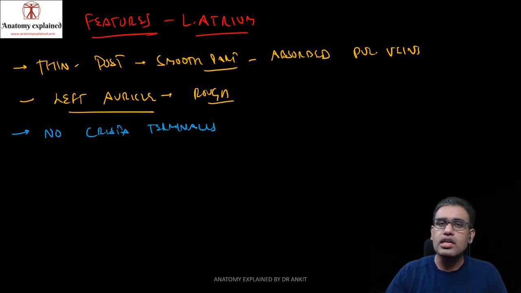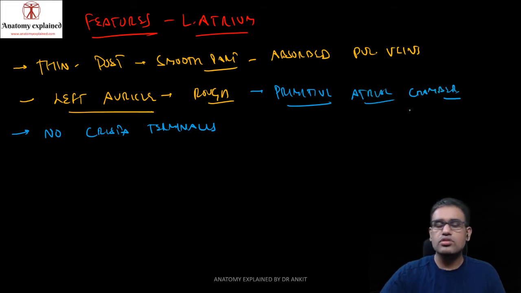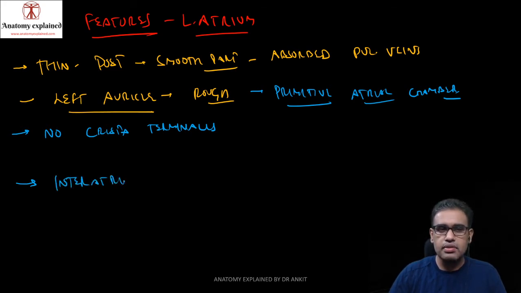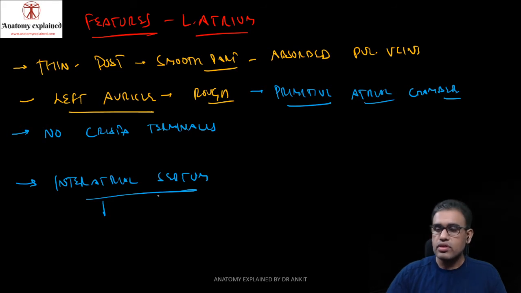So it is totally a smooth part, mainly formed by the absorption of the pulmonary veins, and this roughened part is coming from the primitive atrial chamber. So embryologically, the rough part comes from the primitive atrial chamber. Okay, so this is how we divide the left atrium into the two parts. Now, apart from this, between the left atrium and right atrium, there is always going to be an interatrial septum. The location of this interatrial septum is important, so we have to understand that this interatrial septum is actually slightly oblique.